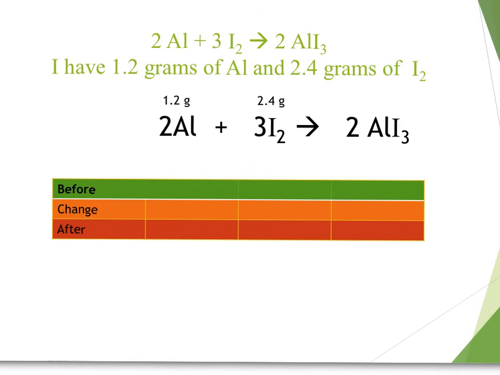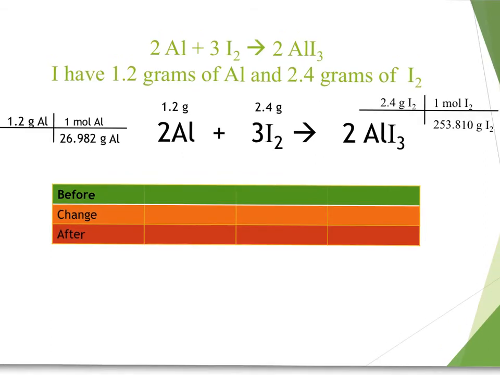This time, we're starting with grams. So I wrote my grams up above because I don't want to put those in the table. The only thing that can go in the table are moles. With those, I'm going to have to convert to moles in order to be able to put it in the table, so that's what my dimensional analysis would look like. We've seen this before.